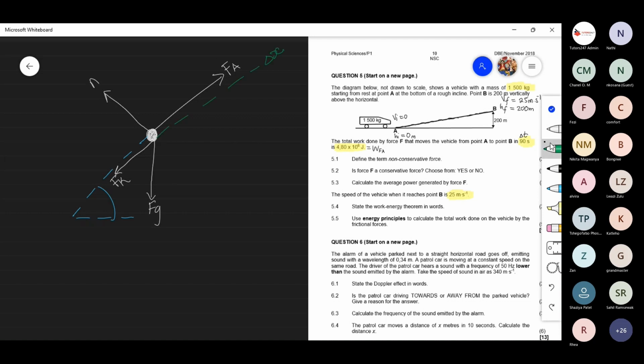But this question didn't really require us to draw it. As long as you know what forces are acting on the object, your next step is to eliminate the conservative forces so that you have the non-conservative forces left.